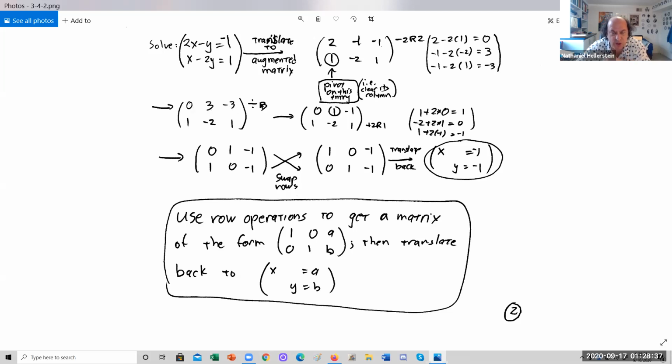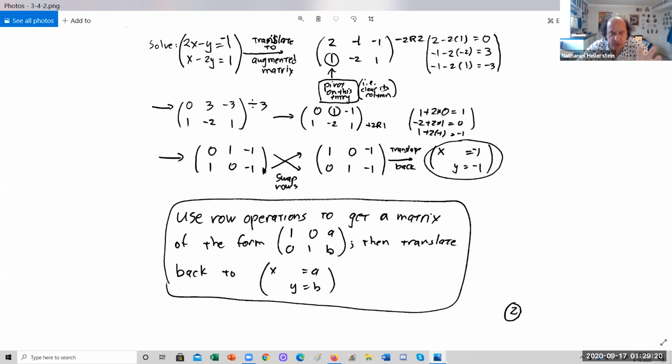So obviously the thing to do is to divide the first row by 3. Then we get 0, 1, negative 1, 1, negative 2, 1. Well, okay, this translates back into saying that y equals negative 1. That's nice. And okay, we'll do the equivalent of substituting in here. We have a negative 2 here and a 1 here, so we add twice row 1 to row 2 and see what we get. 1 plus twice 0 is a 1, so there's a 1. Negative 2 plus twice 1 is a 0, so put a 0 here. And 1 plus twice negative 1 is a negative 1, so put a negative 1 here.